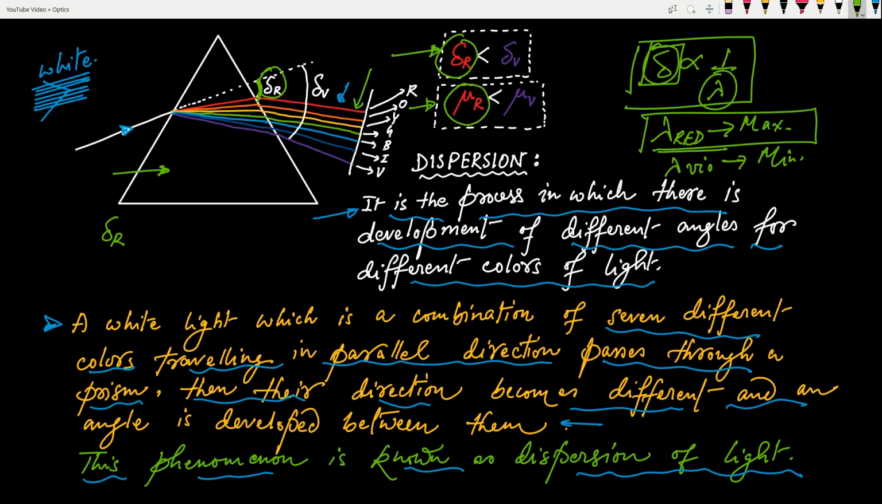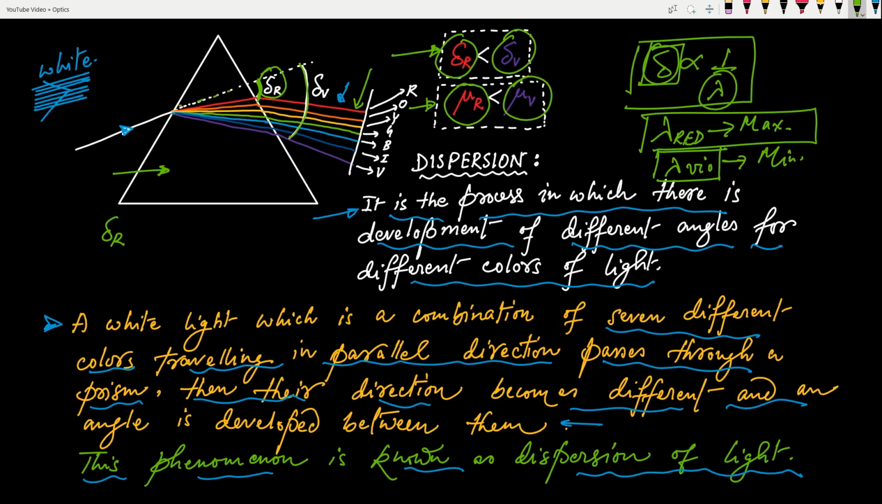As you can see here, the lambda for violet is minimum. Therefore, deviation will be maximum, and therefore the refractive index for the violet ray is maximum. And I have drawn it here. So this is the deviation. How did we get the deviation?